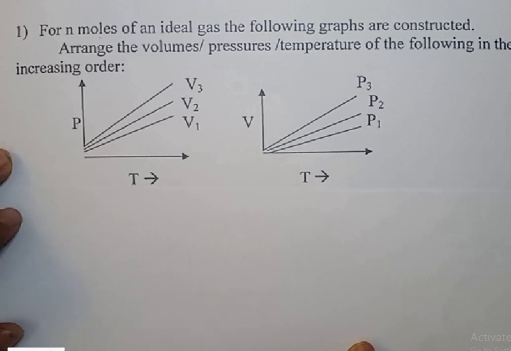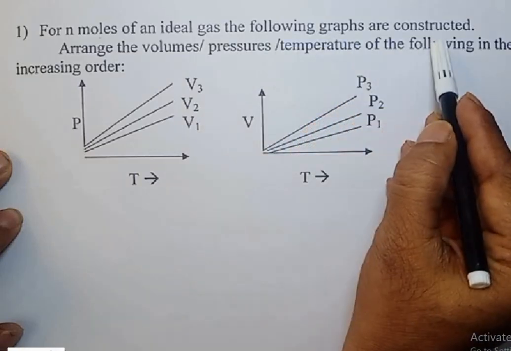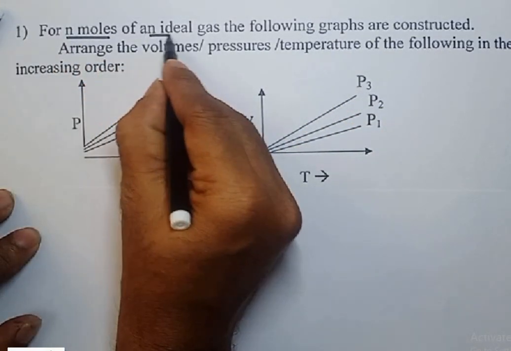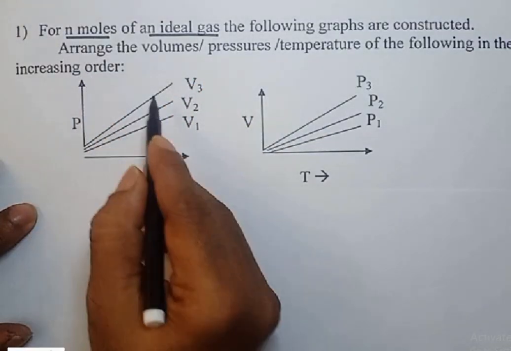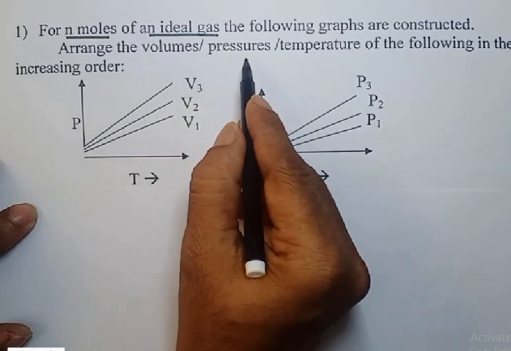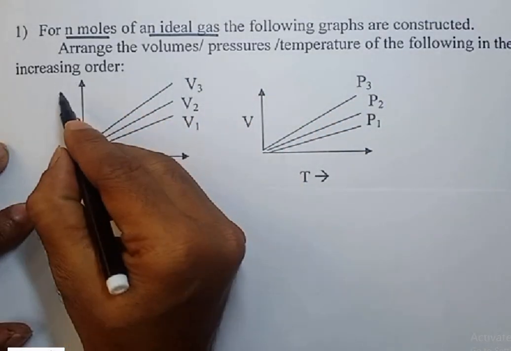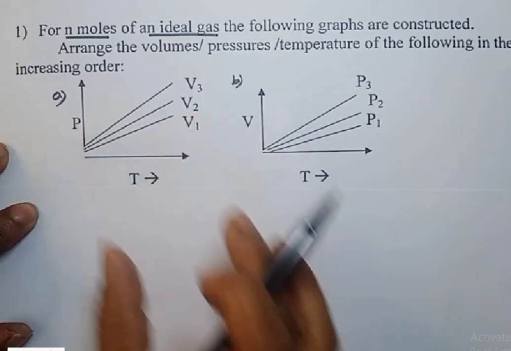Okay, so in this question, for n moles of an ideal gas, the following graphs are constructed. Arrange the volumes, pressures, and temperatures of the following in increasing order. Let me take this one first. This is question A, and I'll take this as B. First, I'll complete question A.